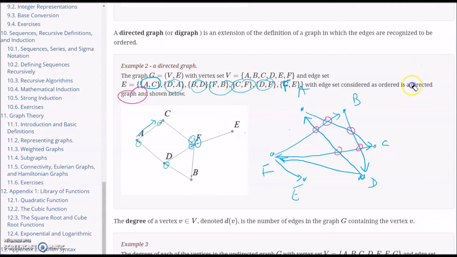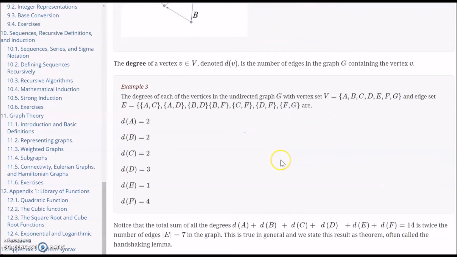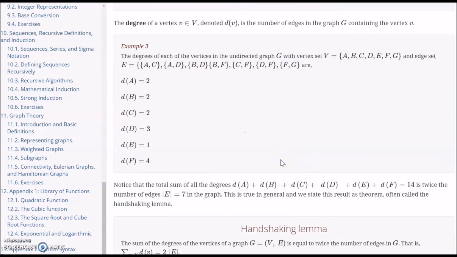Now, a very important and fundamental concept in graph theory is the idea of the degree of a vertex. All the degree is, is how many edges touch the vertex. So I have the degree of a vertex. This is how we denote it. D of V is just the number of edges that contain the vertex V. But intuitively, it's just how many touch it.